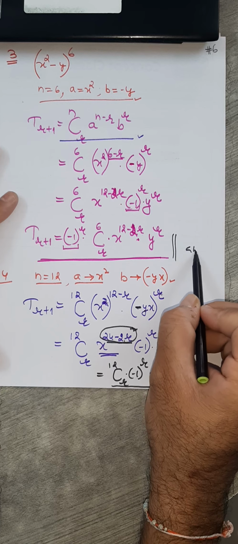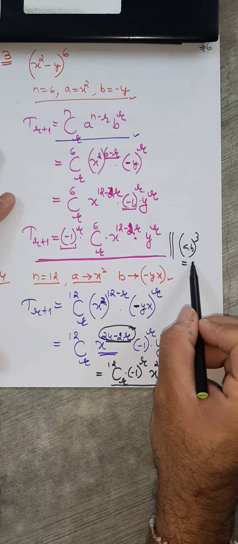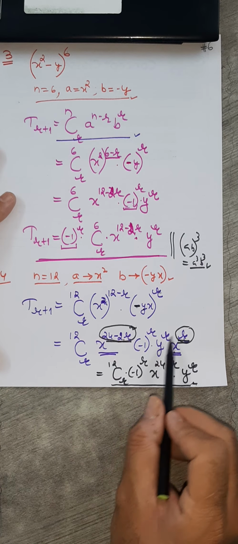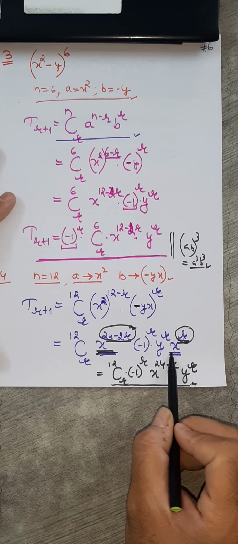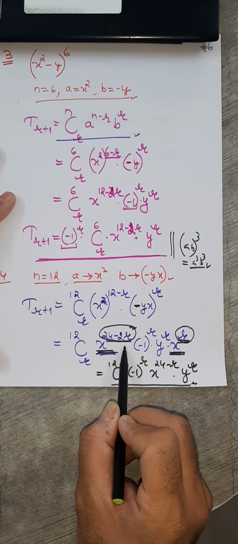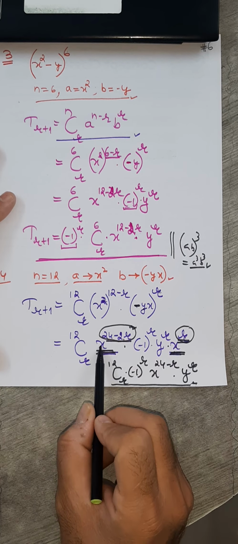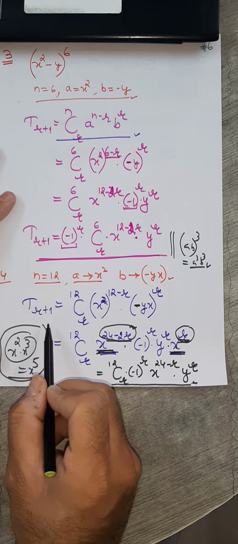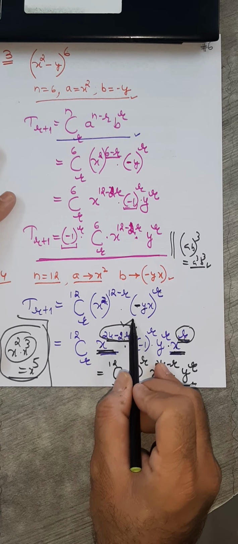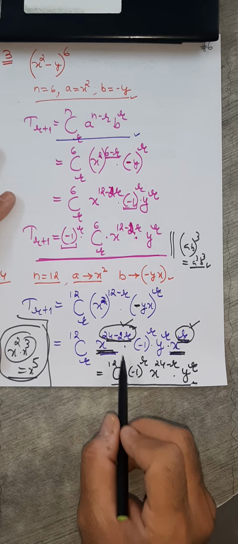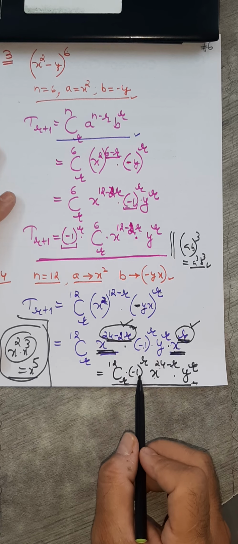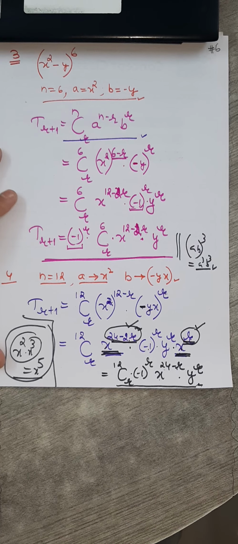I've used this concept. If you have a into b the whole cube, you know you can write a cube into b cube. That power is applied to both in the product. Fine. Now two terms involving variable x. They are in product, you know, here everywhere your product. If bases are same, you can add the exponent. You know, if you have x raised to 2 into x raised to 3, you can write what? X raised to 5, 2 plus 3. This is what I've used here, right? So these two powers would be added here. So 24 minus r will be obtained, adding both. Y raised to r as it is, minus 1 raised to r as it is, and 12cr as it is. Fine? Okay.